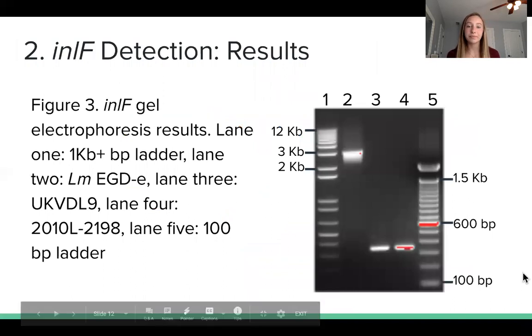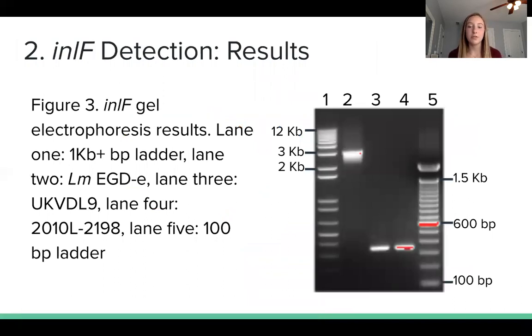The results for the INLF PCR are shown here. Lane 1 is just a base pair ladder that shows me where I am numerically. Lane 2 is EGDE with a 3,000 base pair product. And lanes 3 and 4 are UKVDL9 and 2010 L2198 respectively, each with a 340 base pair product. And lane 5 is just another base pair ladder. So EGDE has a 3,000 base pair product, meaning it does contain INLF, and the other 2 strains have a 340 base pair product, meaning that they do not contain INLF.